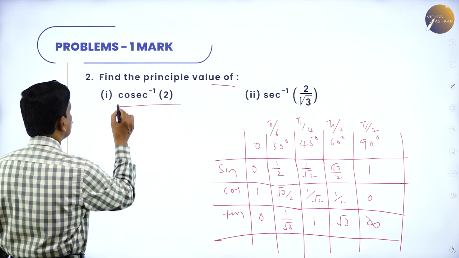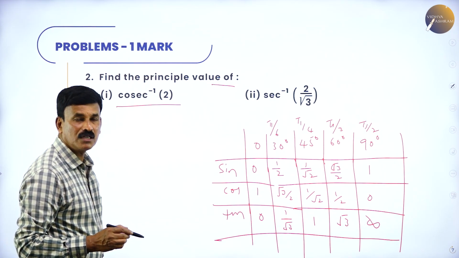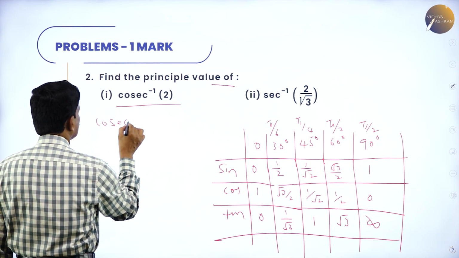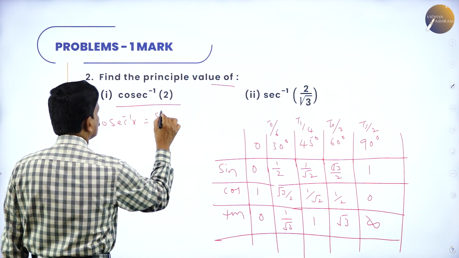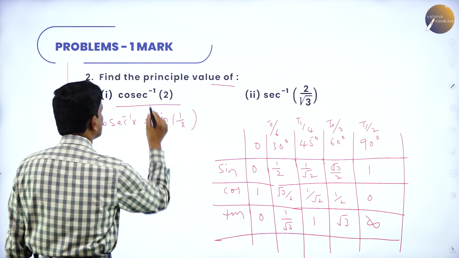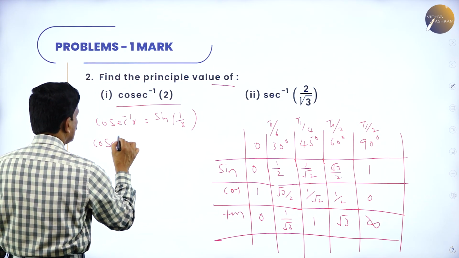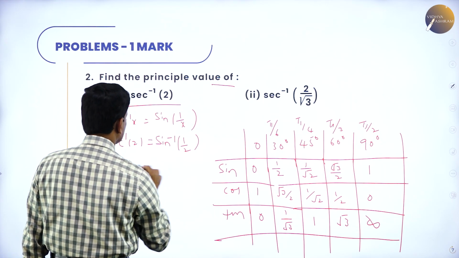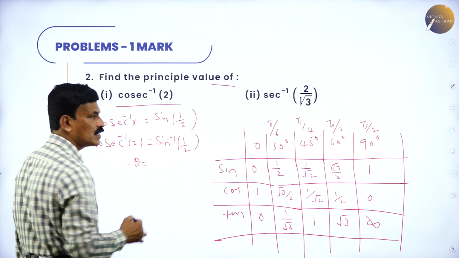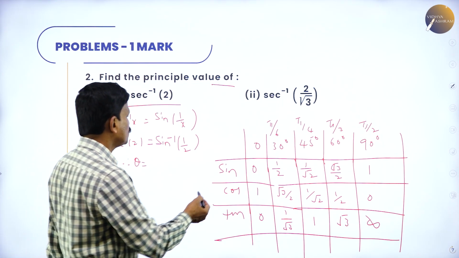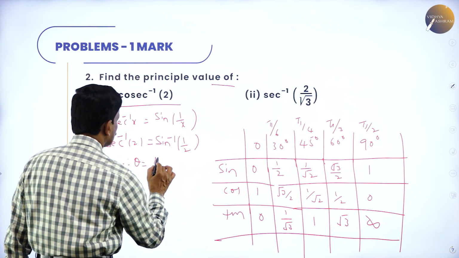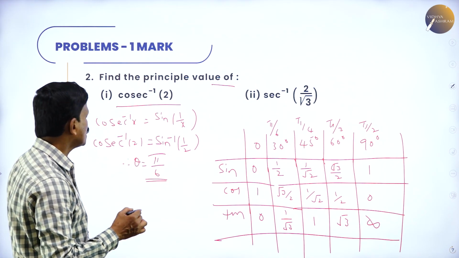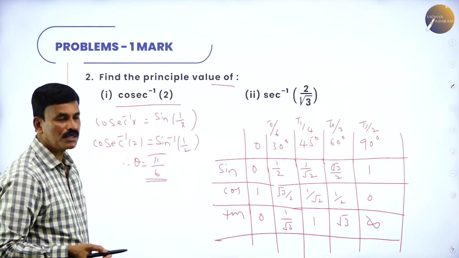What is the first example? Given, find the principal value of cosecant inverse 2. So, we know the formula: cosecant inverse x is also equal to sine inverse 1 by x. Therefore, cosecant inverse 2 can also be written as sine inverse 1 by 2. So, the value of theta which satisfies sine inverse 1 by 2 is 30 degrees, that is equal to pi by 6, that is it. Here theta is equal to pi by 6, which lies between minus pi by 2 and plus pi by 2.